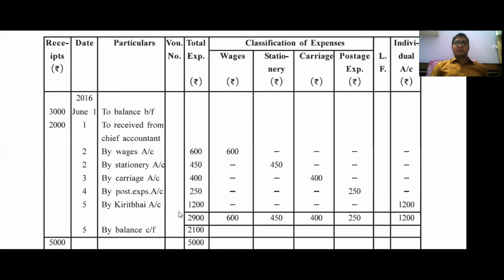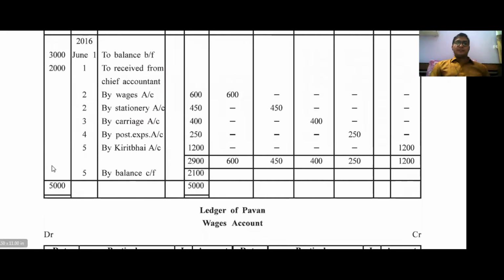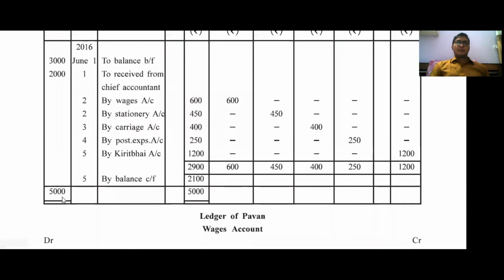Now, after completing the total of each column, total expense, wages column, stationery column, carriage column, postage expense, and individual column, then after the total of the receipt side, our cash balance with cashier Tina is 5000, out of which she incurred all these expenses. So finally the difference, called the closing balance, 2100 with Tina, is called balance carried down or carried forward. So finally this is the petty cash book, very simple.